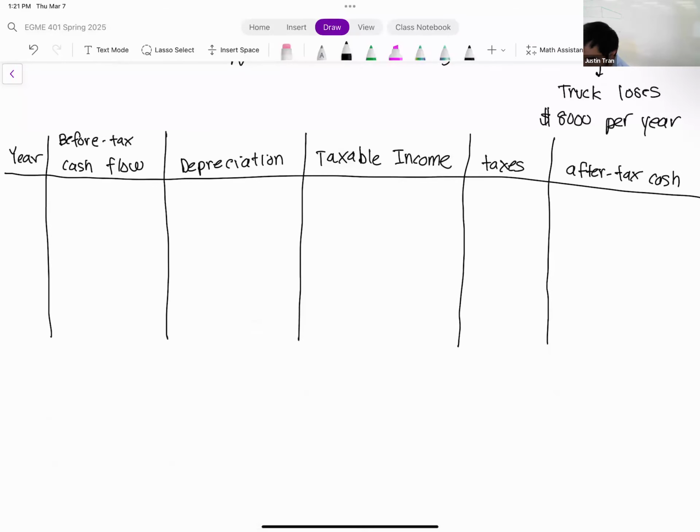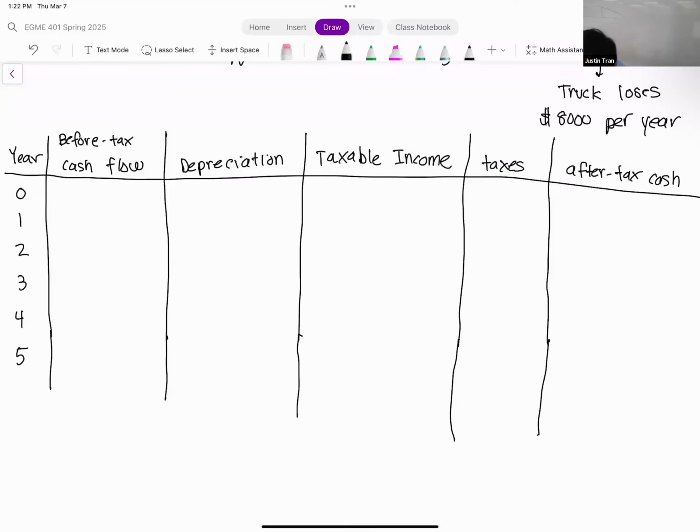All right, so what we're going to do here is we're going to fill in all of the entries in this table until we have it for all five years. So we're going to make this table for 5 years. Don't forget year 0. So let's start filling this in.